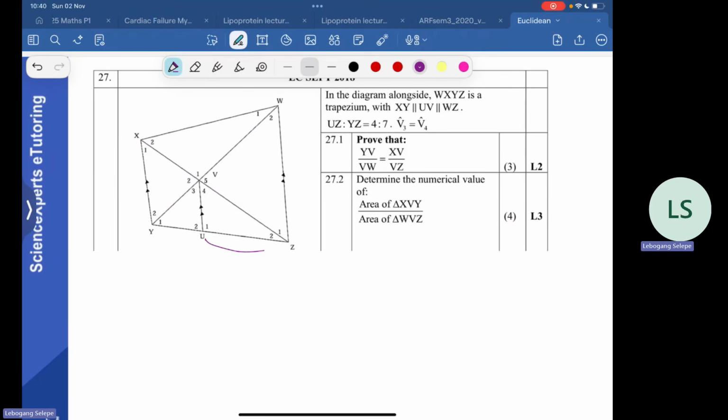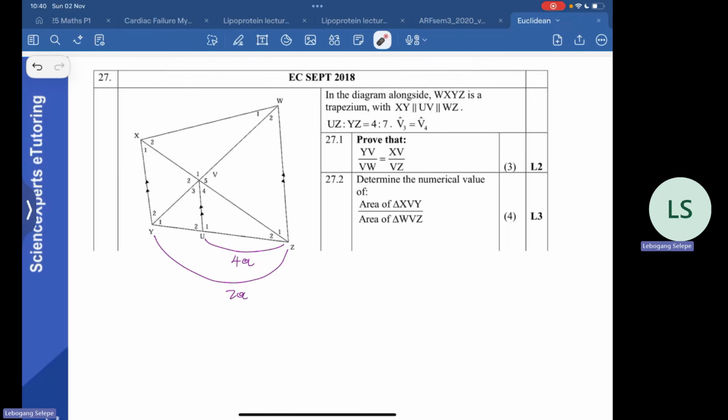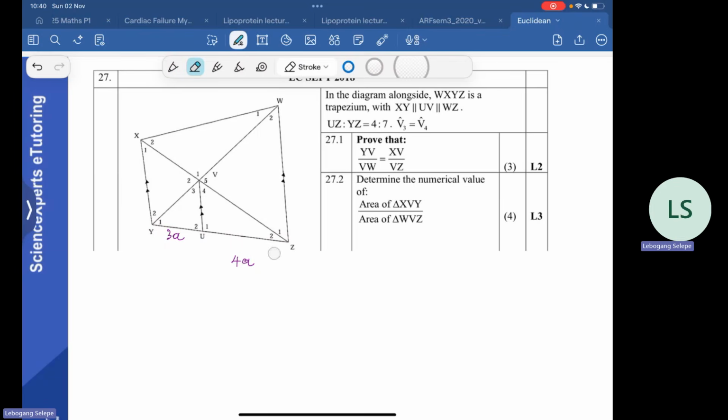uz is here, and that's kind of called it 4a. Then yz is 7a. But look, this entire length is made up of this part and that part. So if this part is 4a, this remaining one would be 3a. So I can call this one 3a, right? Then the whole thing would be 7a. So I don't think there's a need of showing this 7a. So I can just say 4a here and 3a there, right?